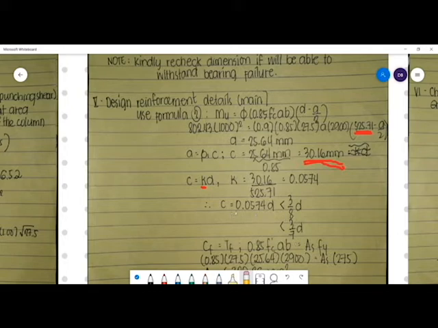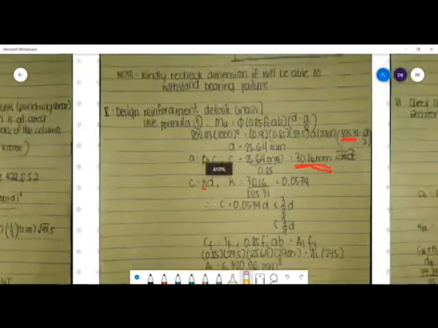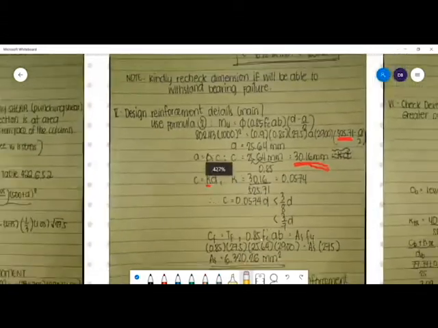So therefore, we can conclude, we can say that our design could be really safe. Okay, ngayon meron na tayong value for A. We can be able to solve for the required steel area.